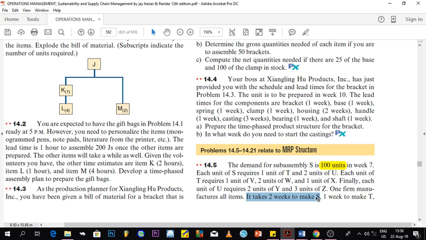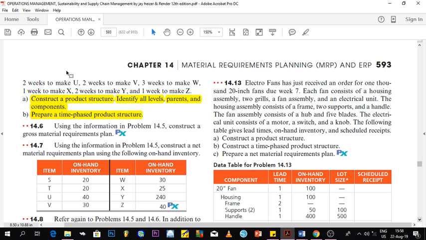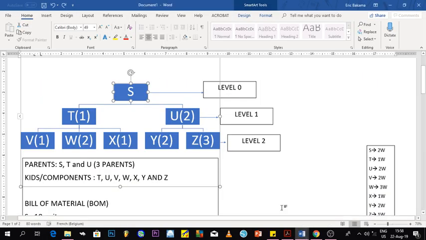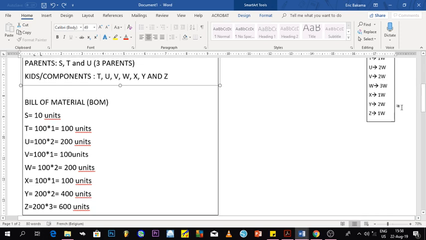The same thing, they say that it takes 1 week to make T, it takes 2 weeks to make U, 2 weeks to make V, 3 weeks to make W, and so on. So all the information that we have here is summarized in this table that I just did here. It is the lead time.